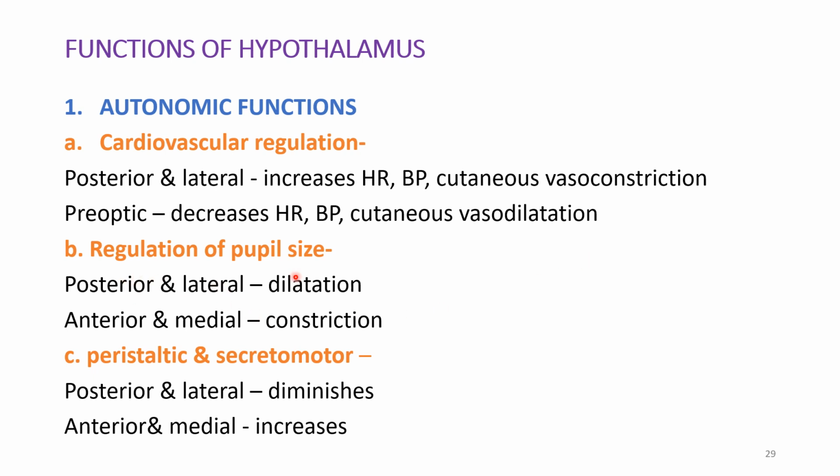And it regulates the pupil size. Stimulation of the posterior and lateral nuclei causes dilation of the pupil, and stimulation of the anterior and medial nuclei causes constriction of the pupil. And it regulates peristaltic and secretomotor function. The posterior and lateral nuclei diminish the movements, whereas the anterior and medial nuclei increase the peristaltic and secretomotor movements.